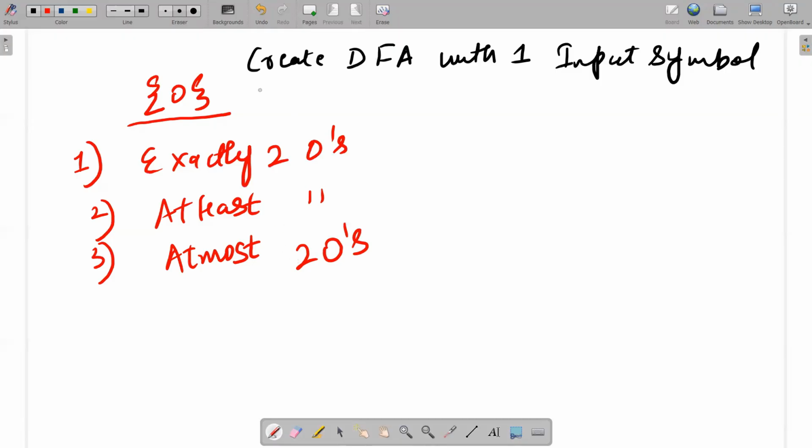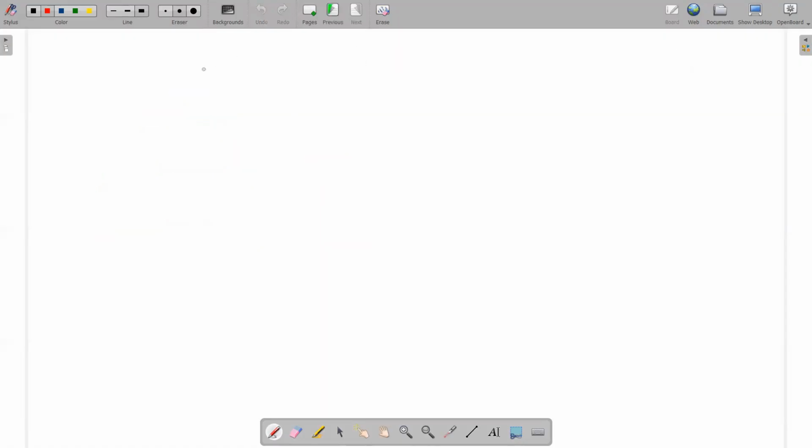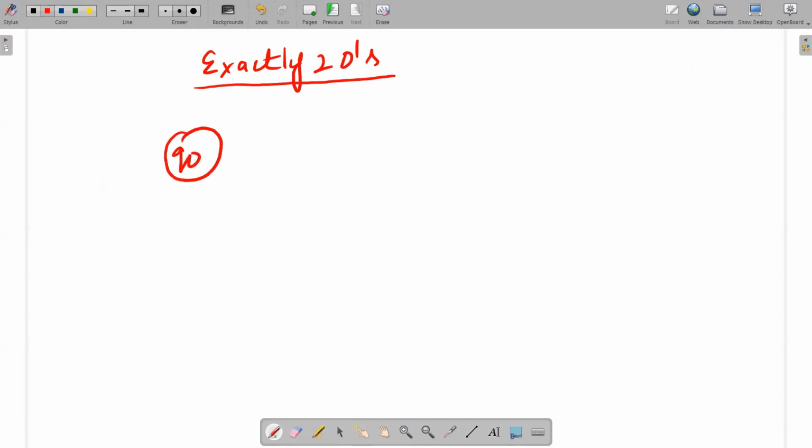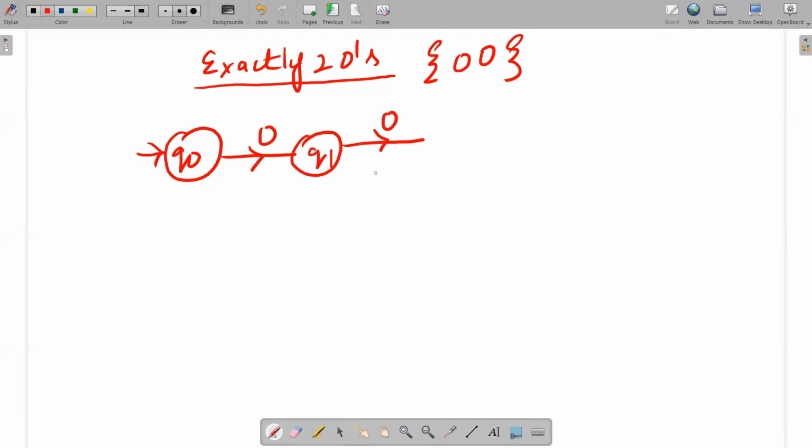So how do we go about it? Let's just discuss the first example, which is exactly 2 zeros. In exactly 2 zeros, we have an initial state, right? Now initially you just create a basic automata. Exactly 2 zeros means what are the possible answers? 0 0 only. There is no other possible answer apart from 0 0. So I would just create one state and accept 1 0. Then I will create another state, then I will accept another 0.